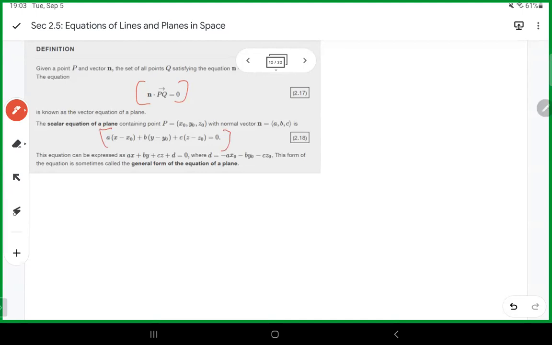Okay, so if you didn't write those down, you should. The equation can be expressed as the following. This form of the equation is called the general form of the equation of a plane.